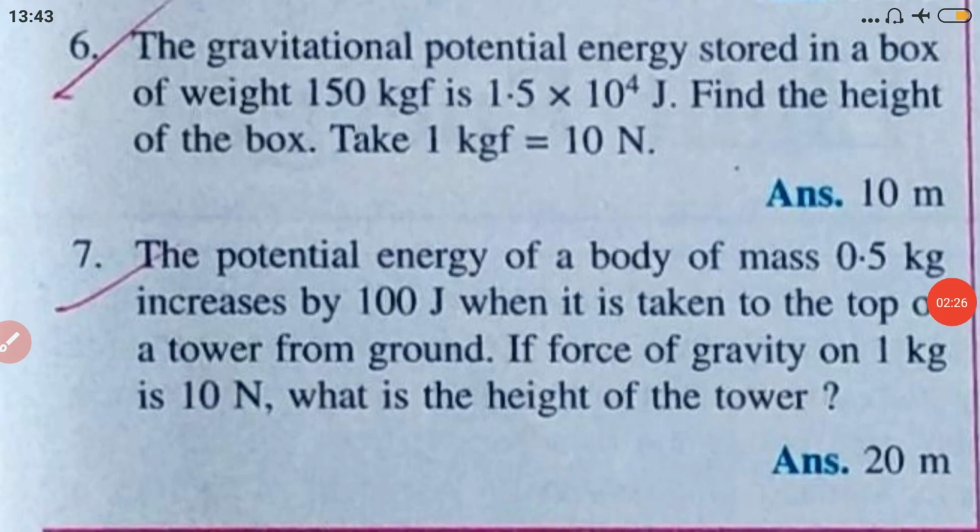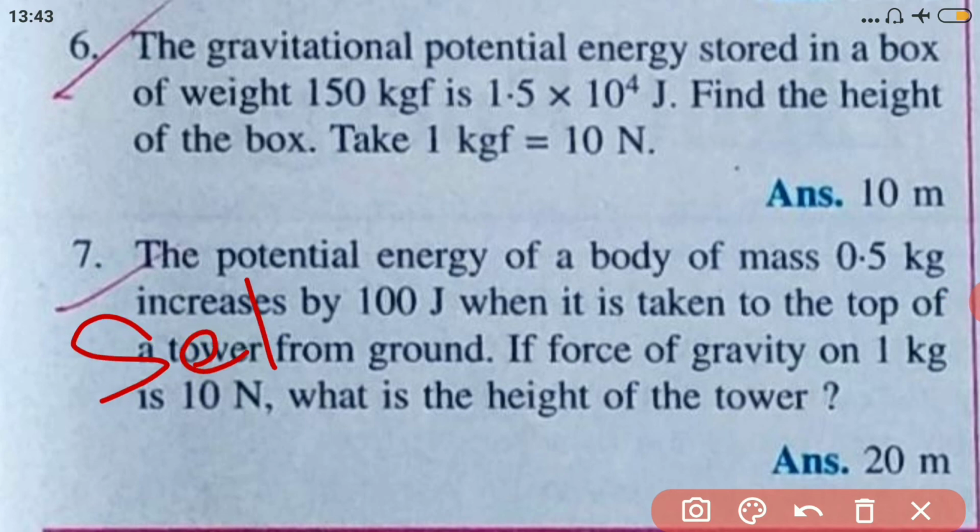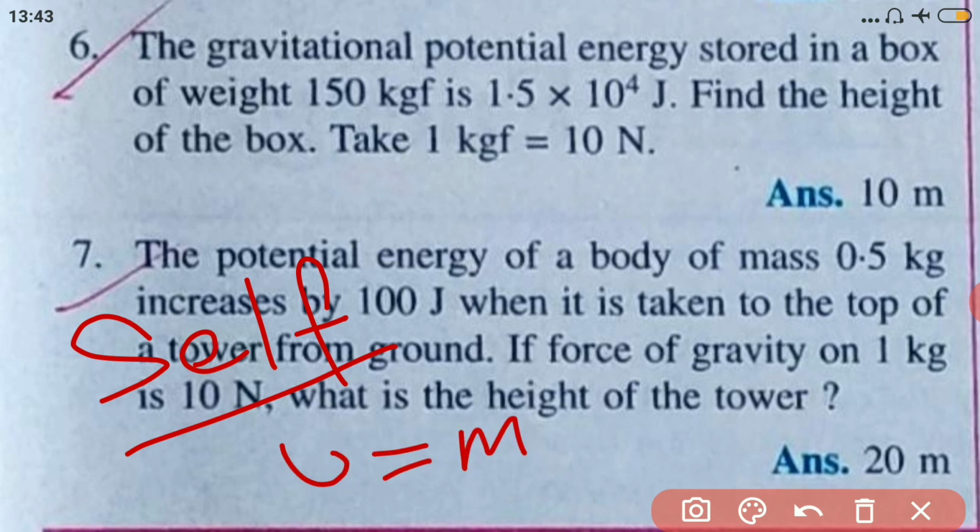So this number 7 is for your homework. That means you please do it by yourself. Okay, number 7, try to do by yourself. It's like number 6, but number 6 is much more complicated. Here you just have to use the formula U equals m into g into h.